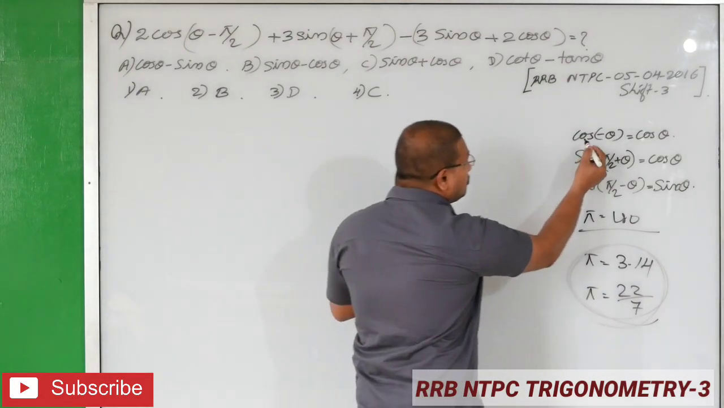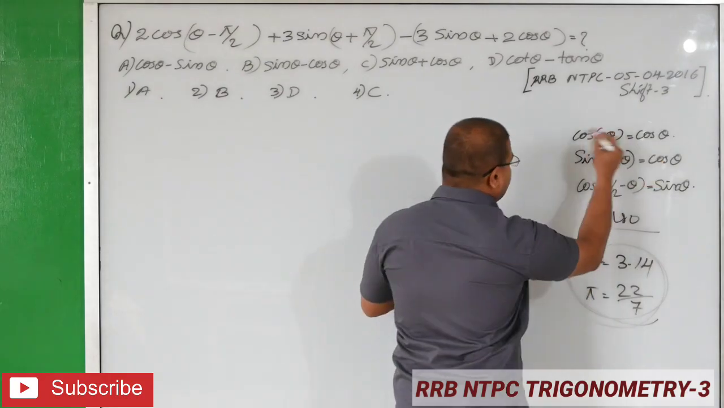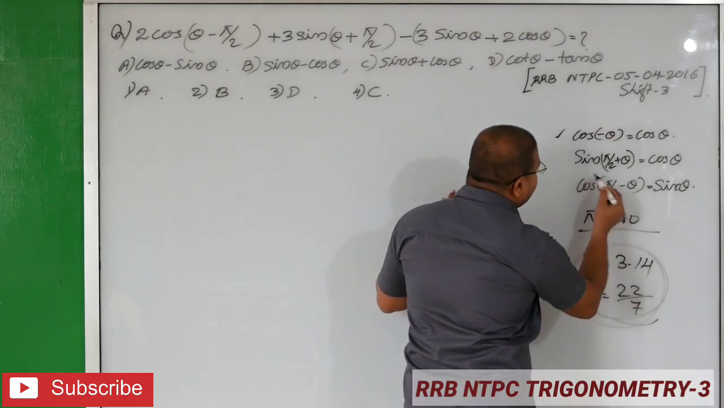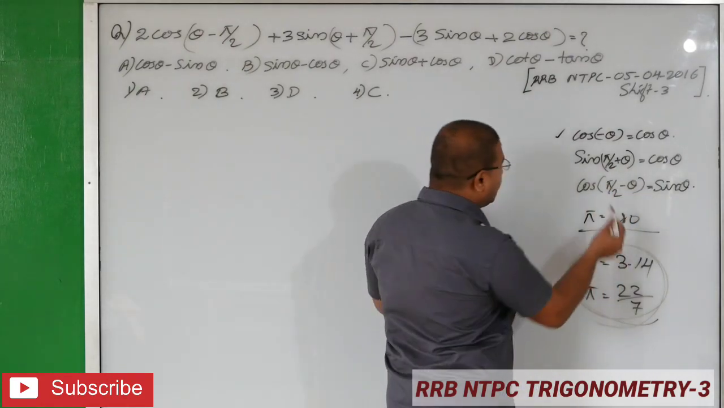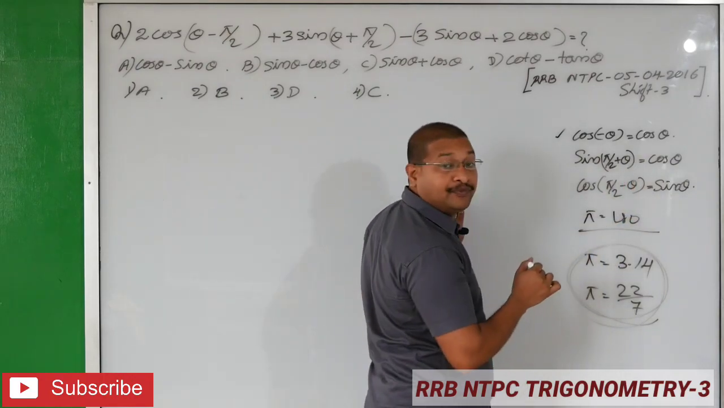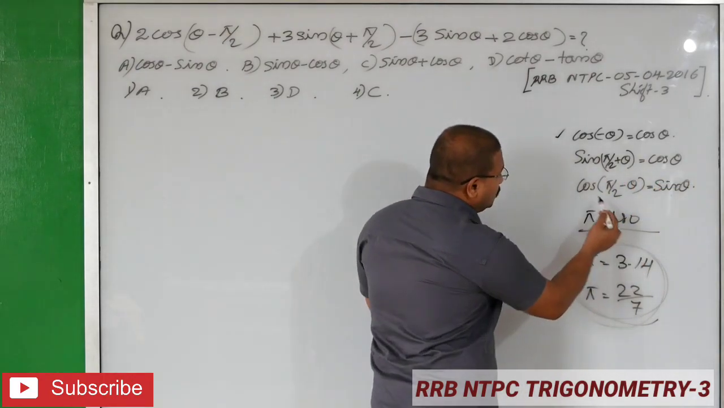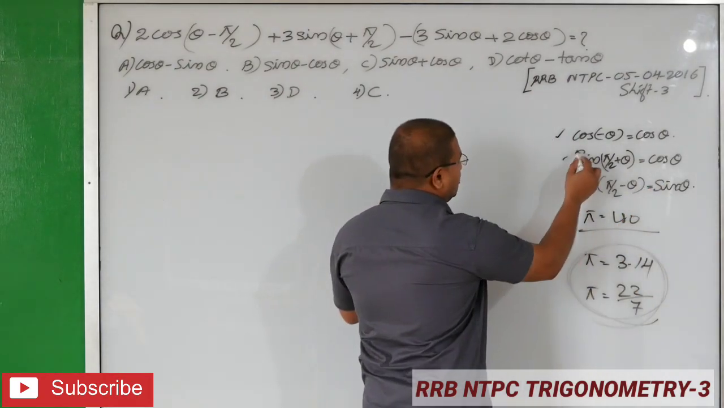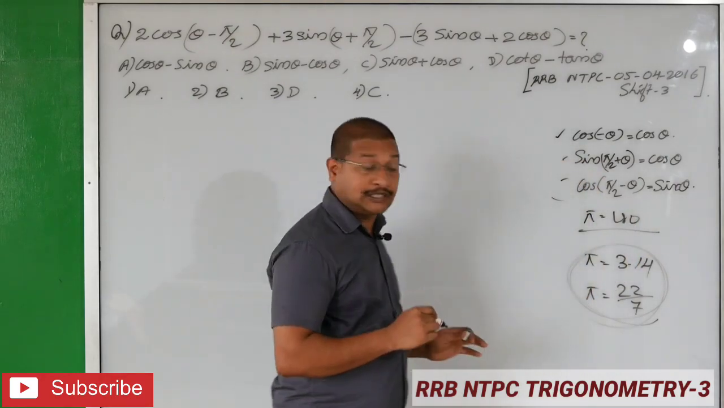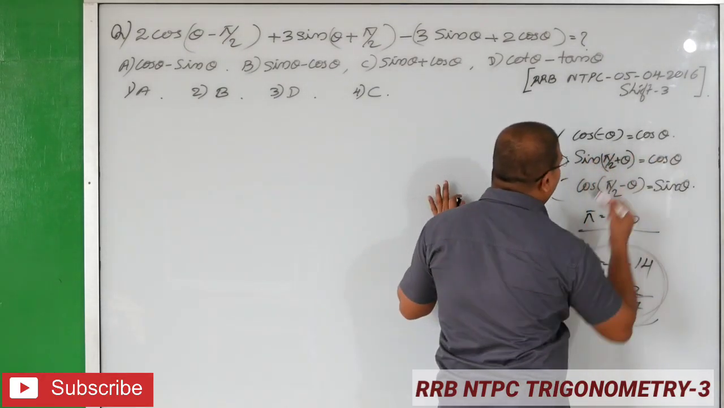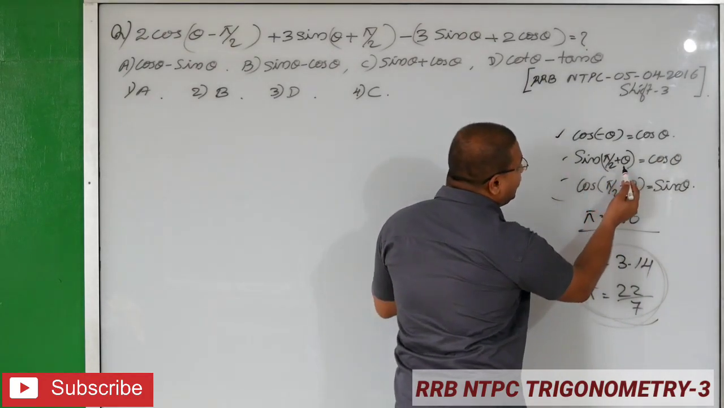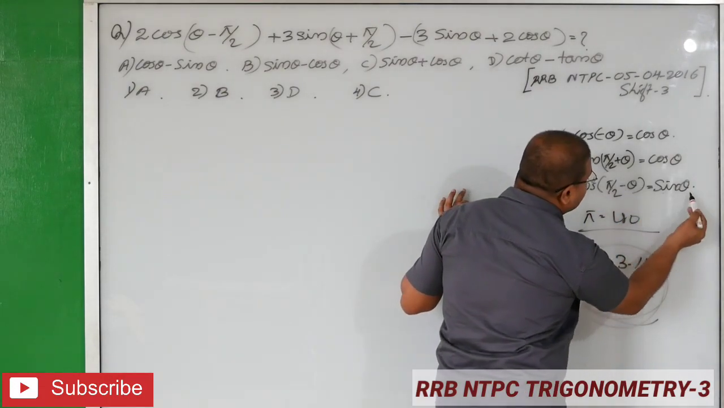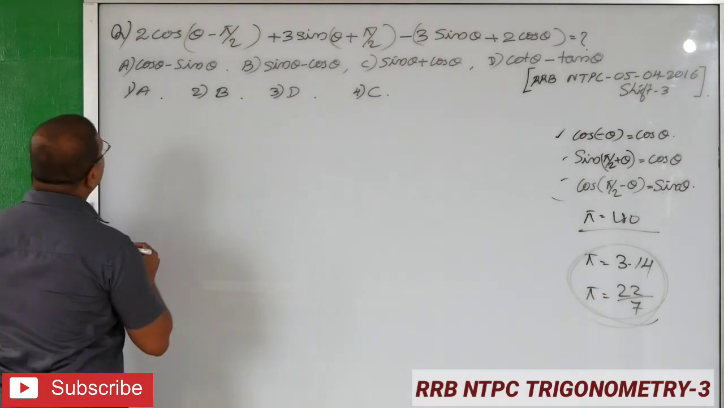Some of the equations are here. Let us see. Cos minus theta equals cos theta. This is the first equation. After that, sin 90 plus theta, that is sin pi by 2 plus theta, equals cos theta. Cos pi by 2 minus theta, that means cos 90 minus theta, equals sin theta. So these three equations we need: cos minus theta equals cos theta, sin pi by 2 plus theta equals cos theta, cos pi by 2 minus theta equals sin theta. Ready? Let's start the work.